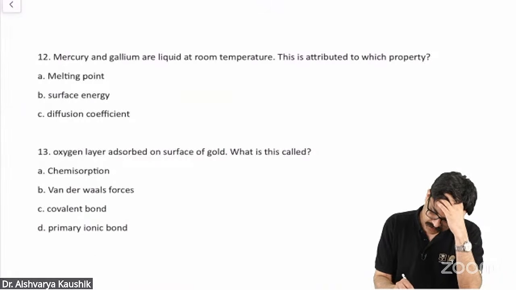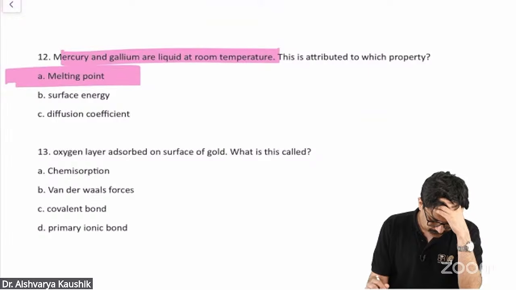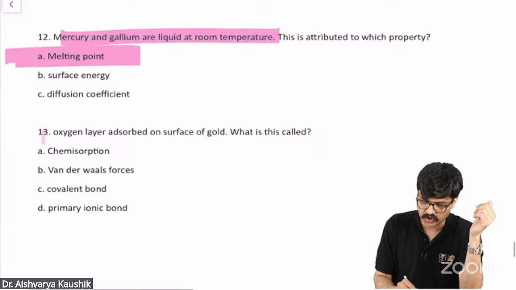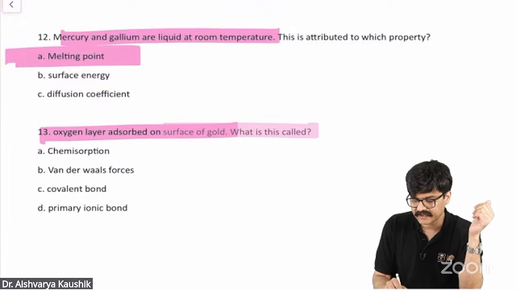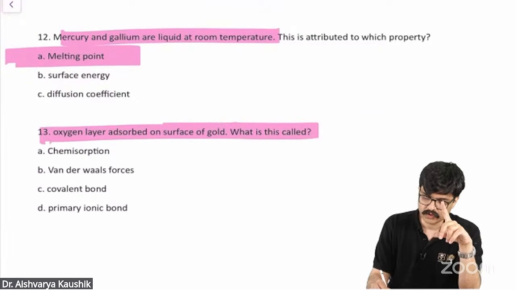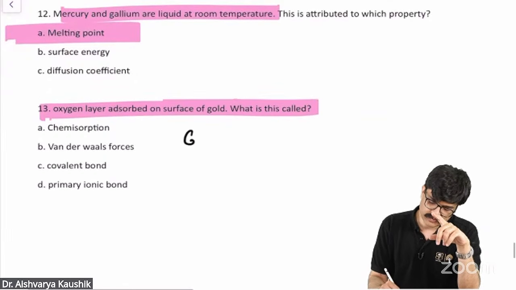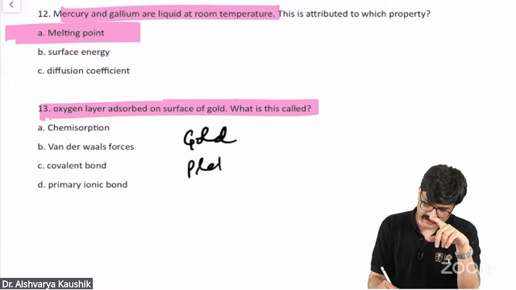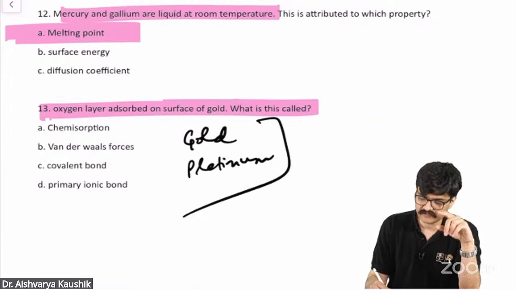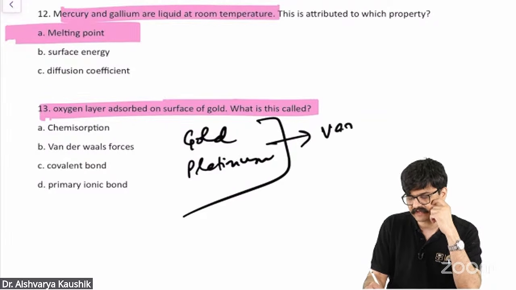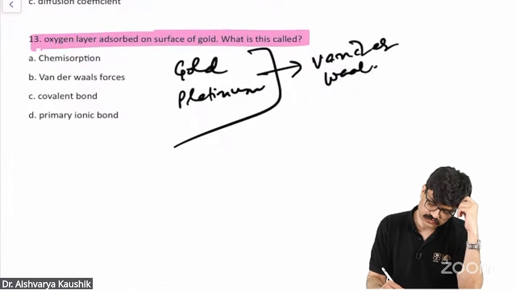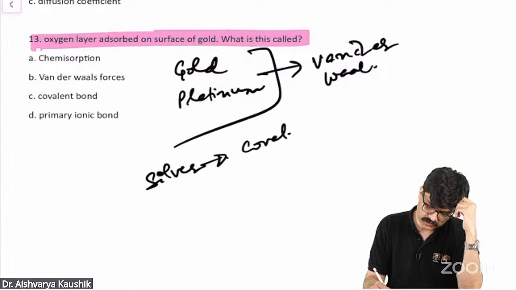Mercury and gallium, they are liquid at room temperature because of their low melting point, isn't it? Low melting point. Oxygen layer adsorbed. Now this is a tough one, guys. Oxygen layer that is adsorbed on the surface of gold and platinum is basically a very weak bond. That's a secondary bond. That's a van der Waals. And the oxygen layer that is adsorbed on silver is actually a covalent bond. It's a primary bond. So that is known as chemisorption.